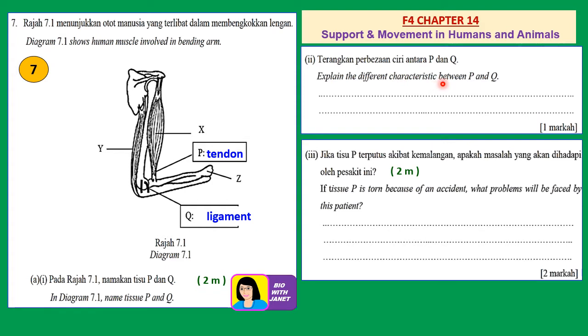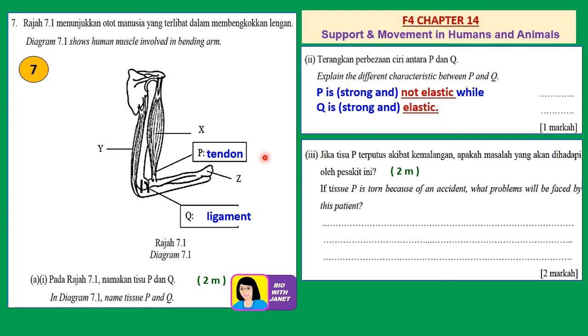Next, explain the difference in characteristics between P and Q, between the tendon and ligament, right? So we still refer to these two tissues as P and Q, all right? Don't use the words tendon and ligament, as you will not be answering the question directly if you do it, right? Now, both these tissues, P and Q, are strong. The tendons and ligaments are strong. But there's one very big difference, and that is in their elasticity. Okay? So which one is elastic and which one is not elastic? Right? So P is not elastic while Q is elastic.